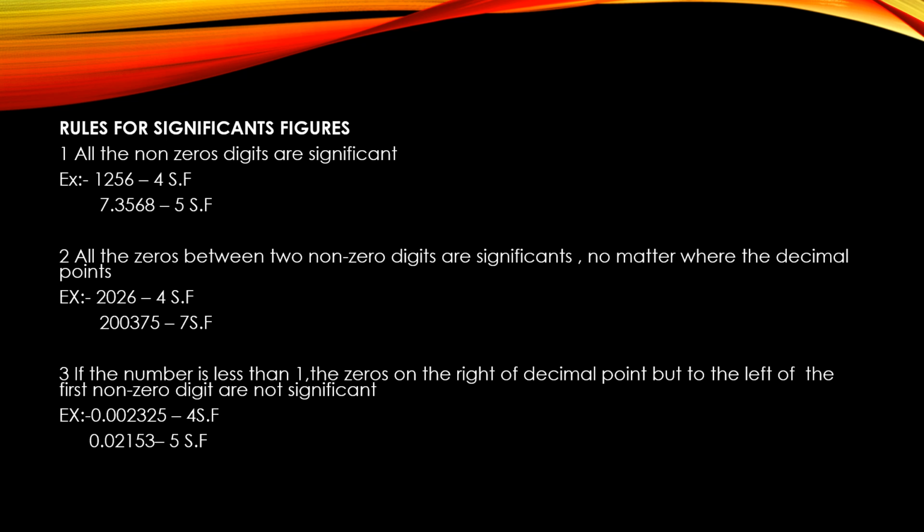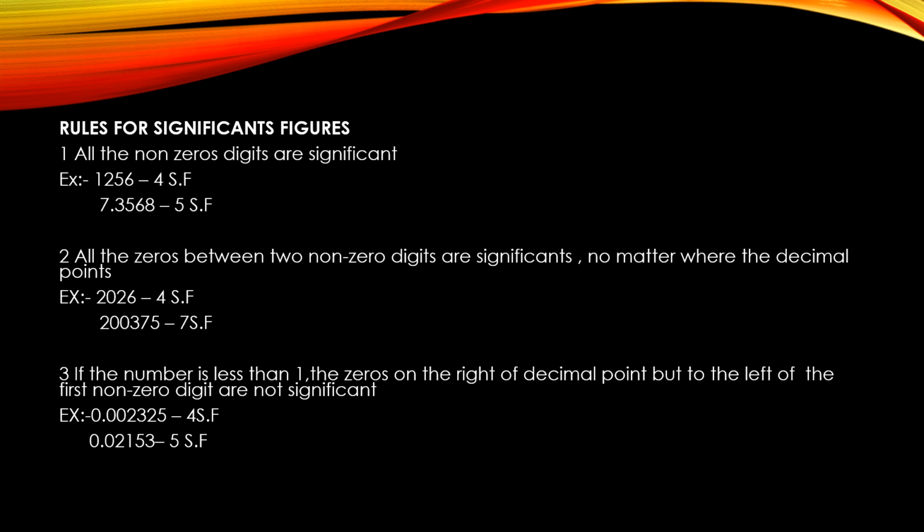See the next rule, number 2. All the zeros between two non-zero digits are significant, no matter where the decimal point is. For example 2026. Here 4 significant figures. See the next example 200375. Here 6 significant figures. So zeros between numbers are important, so we count those zeros also.